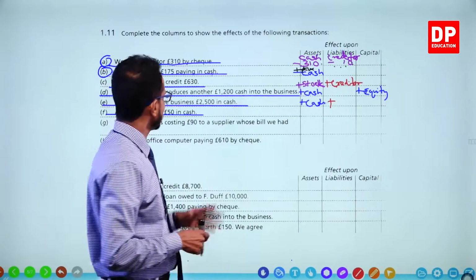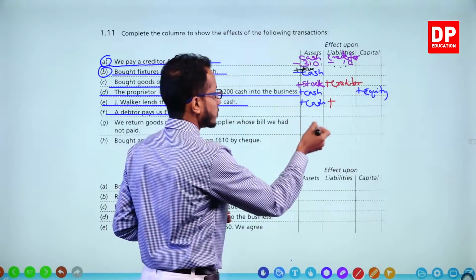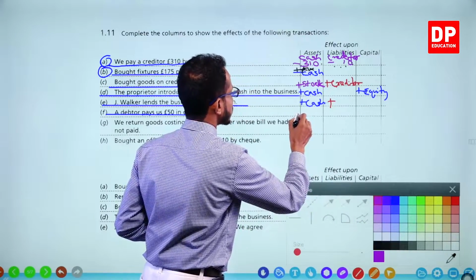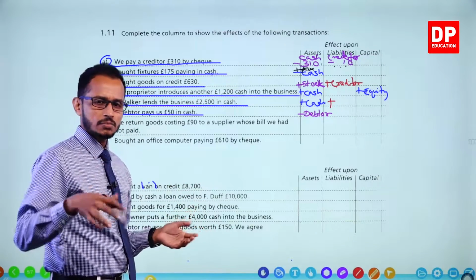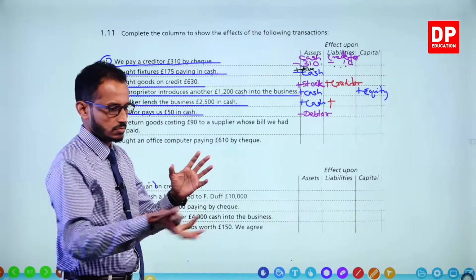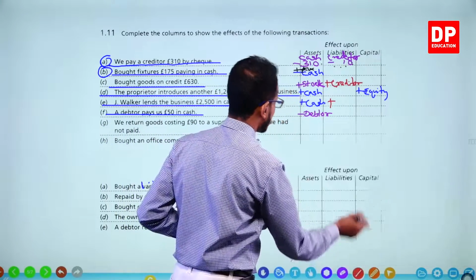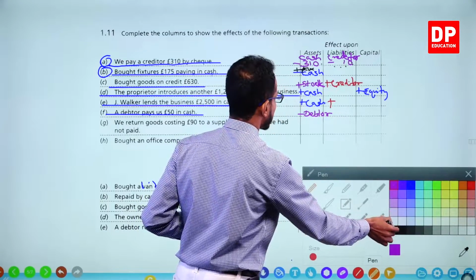Debtors are assets. But when the debtor pays that amount of money, we don't have that debtor anymore. That means debtors decrease. Under assets, debtors decrease. But at the same time, the debtor brings in money to the business, so now we are having more money. We got money, which means cash increase.